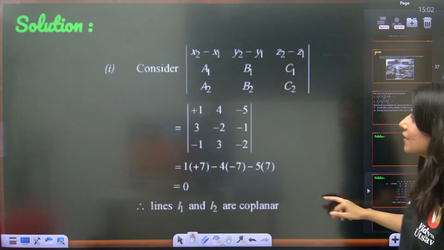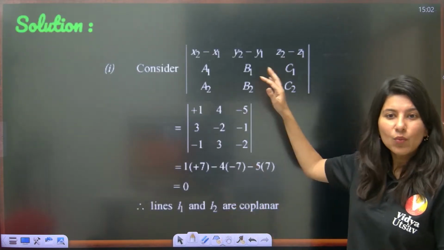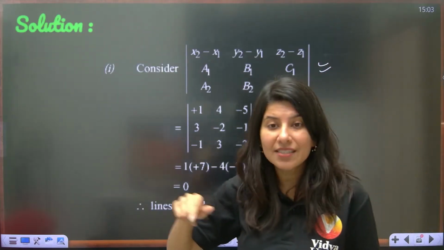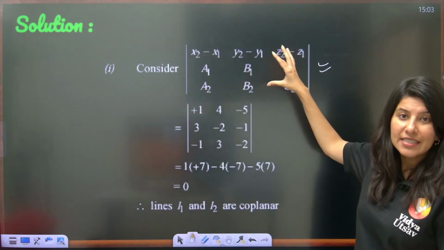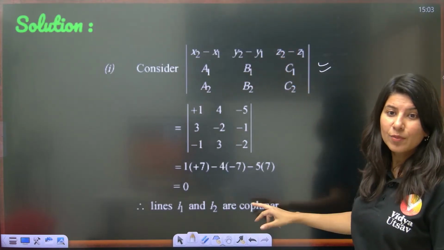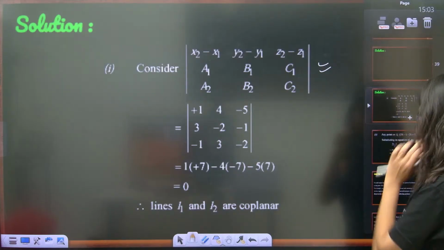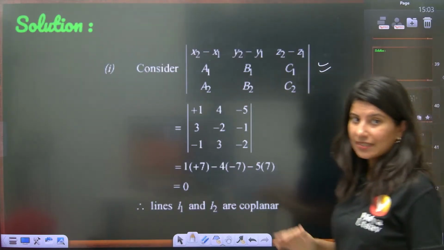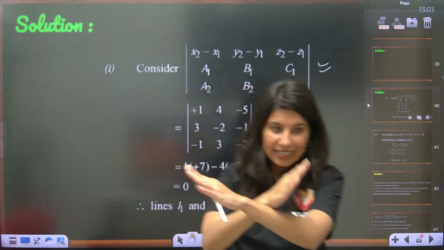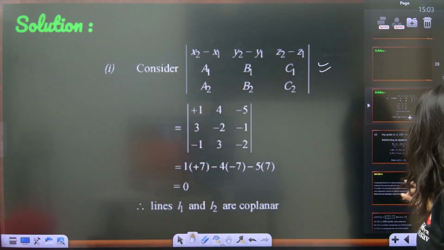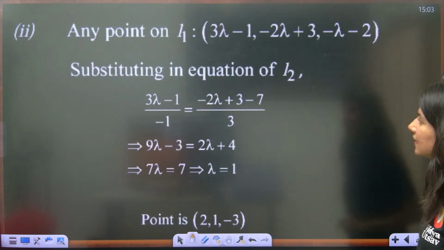What is the condition of coplanarity of line 1 and line 2? Remember the shortest distance between two lines. The numerator part of the shortest distance between two skew lines should be 0. Hence, L1 and L2 are coplanar. The second point is, when the lines are coplanar, they will intersect each other, correct?